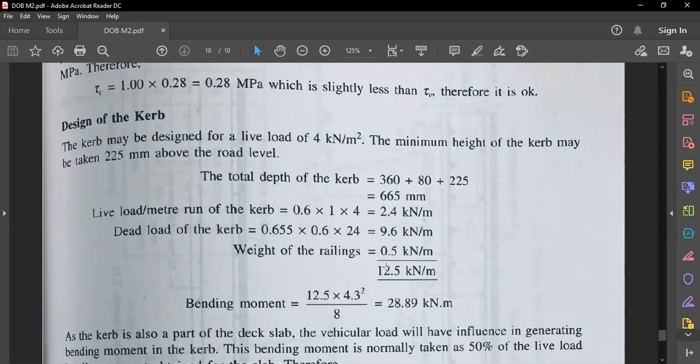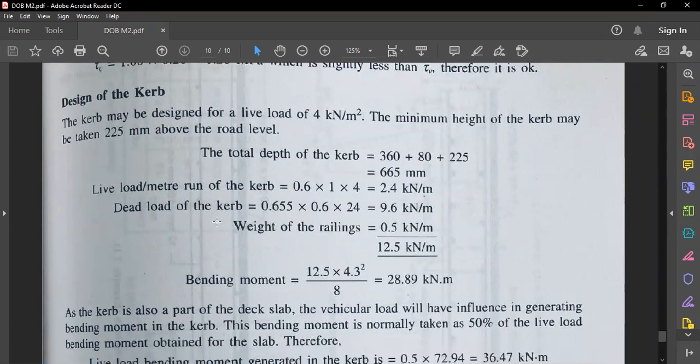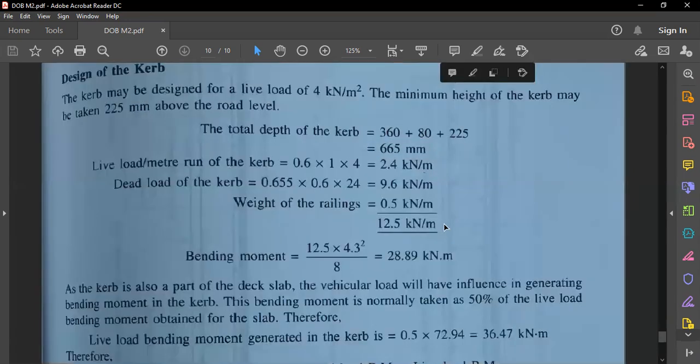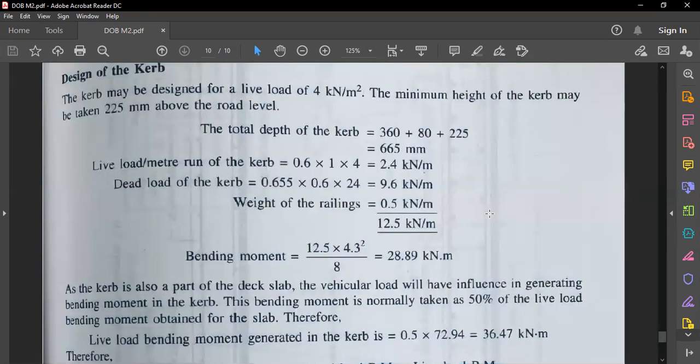600 mm footpath on both the sides. The curb may be designed for a live load of 4 kN per meter square. The minimum height of the curb may be taken as 225 mm above road level. The total depth of the curb is 360 plus 80 plus 225. 360 is deck slab depth, 80 mm bearing load, and 225 mm above road level. That is total 665 mm is total depth of your footpath.